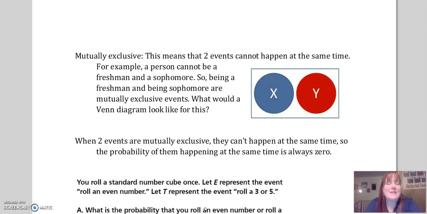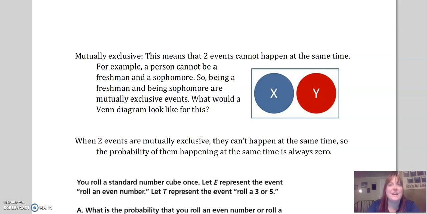Okay, so first things first, mutually exclusive. When I asked one of my classes what exclusive meant, they were like, well, it means you're only dating that one person. So if you want to think of it that way, mutually exclusive means that two events can't happen at the same time. You can either have girlfriend X or girlfriend Y, but you can't have X and Y at the same time. So they are mutually exclusive.